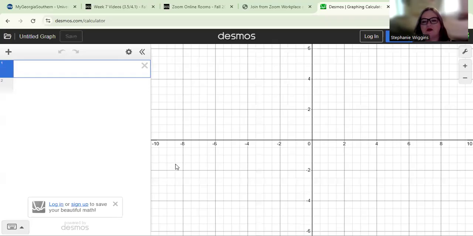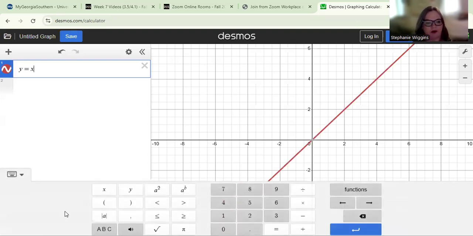All right, let's talk about reflections. I'm going to go to Desmos, so I'm going to share my screen. Just give me a sec here. Okay, so let's pick a basic function, y equals x squared.